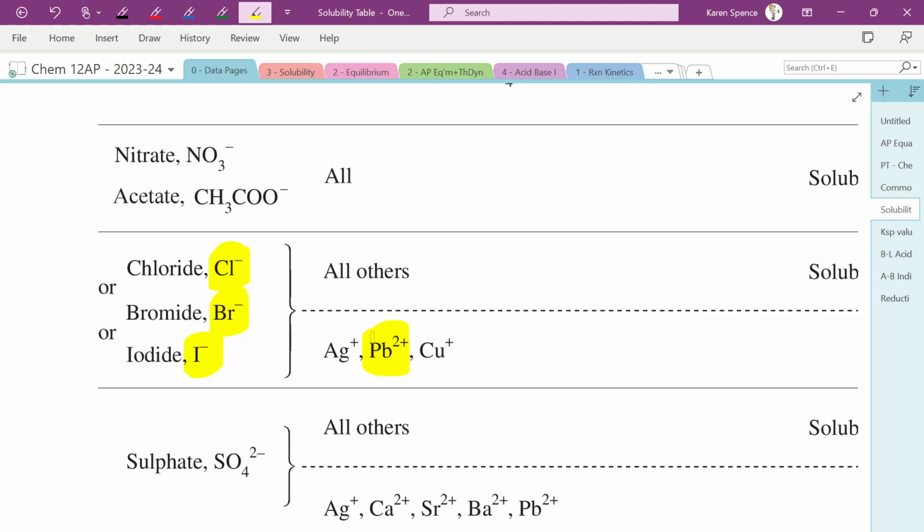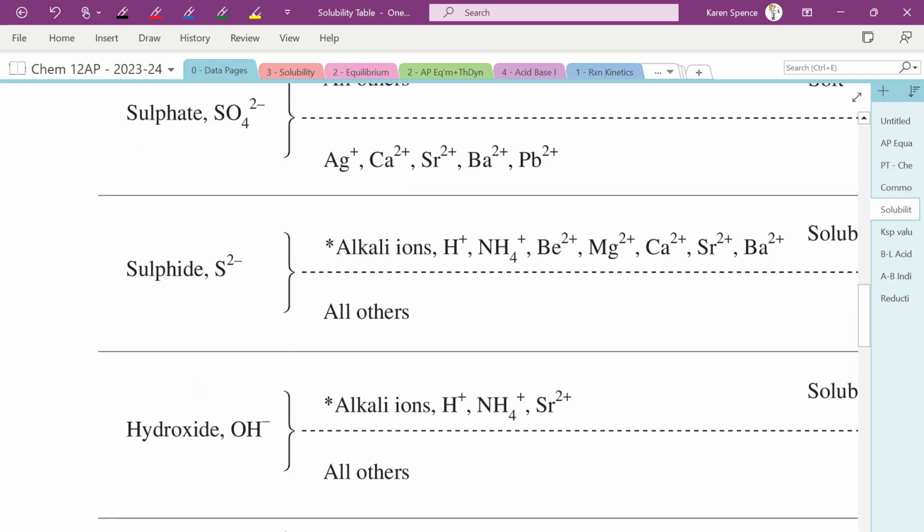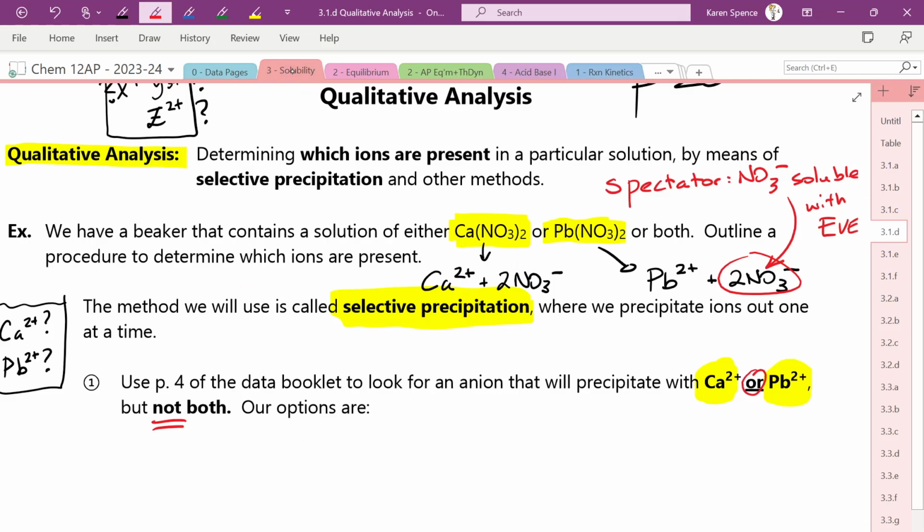Is there another substance on here which will precipitate one but not the other? Yes? What is it? Sulfide, yes. So you could choose sulfide because it will precipitate, well, we don't see lead, but we know that calcium is soluble. And so lead is not in that list, so lead would be down here. So you can choose any of those ions. Okay, so our options are Cl minus, I minus, Br minus, or S2 minus, and we're just going to pick one.